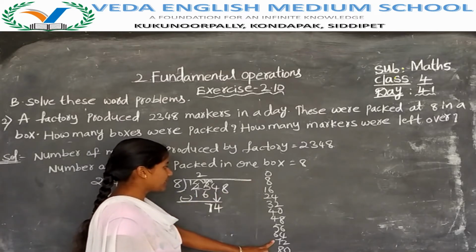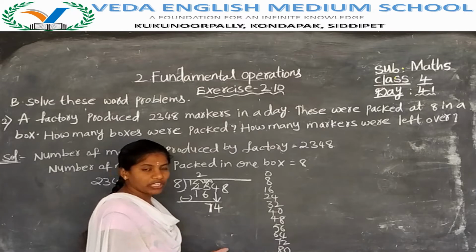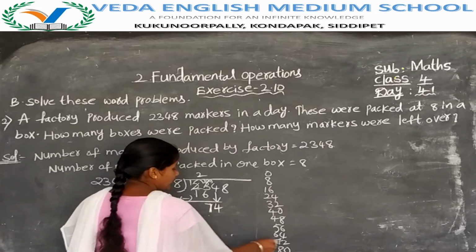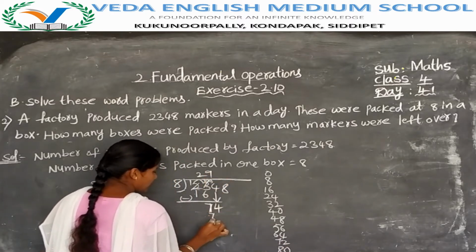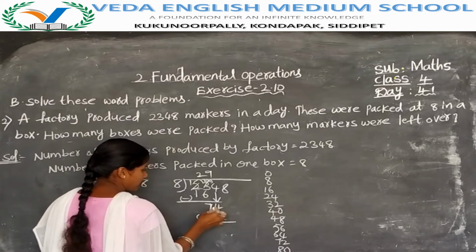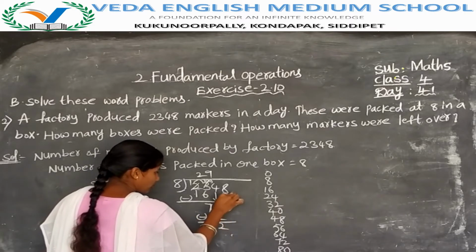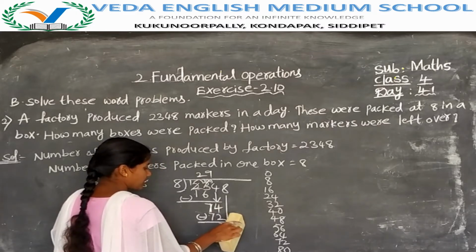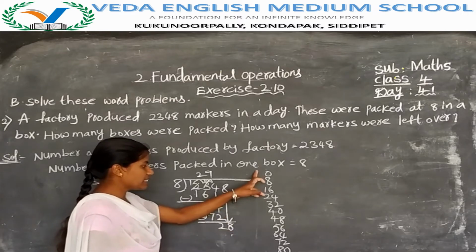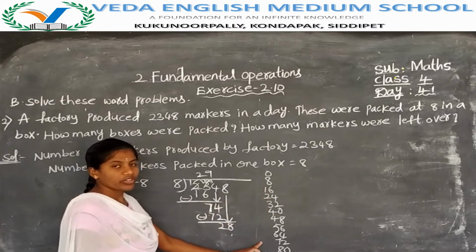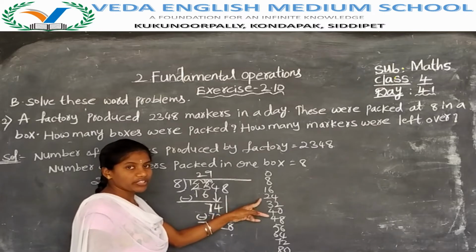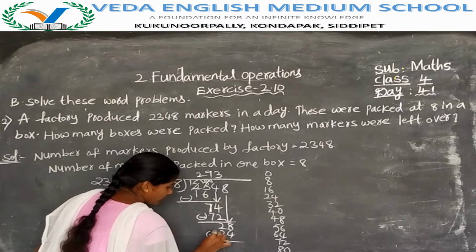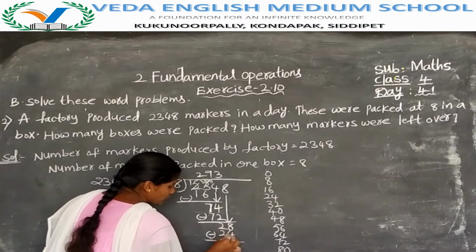Is there 74 in the 8 table? No. If 74 is not there, then we have to take the smaller, nearest number to 74. What is that? 72. 8 nines are 72. Now subtract. 4 minus 2 is 2. Now after 4, the next number is 8. Bring down that 8. Now this number will become 28. Is there 28 in the 8 table? No. If 28 is not there, then we have to take 24. That is 8 threes are 24. 8 minus 4 is 4. 2 minus 2, no need to take.